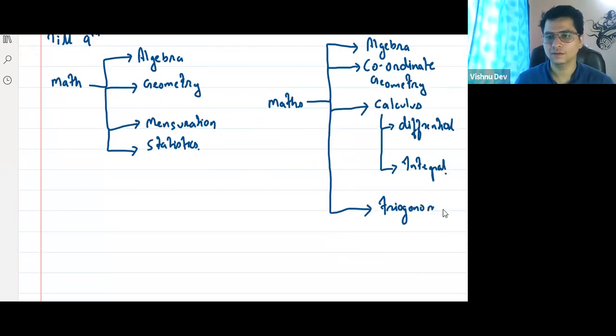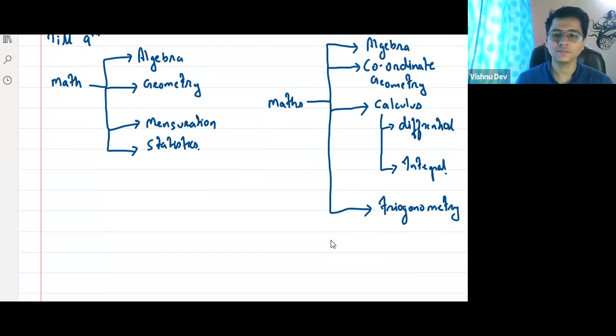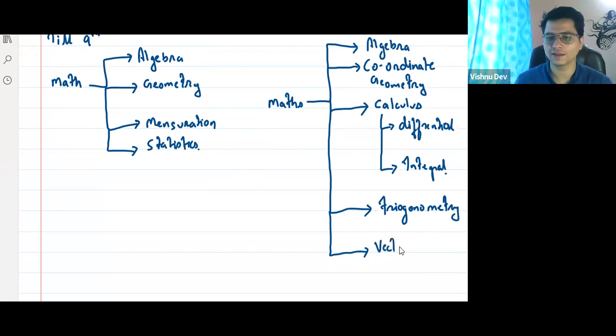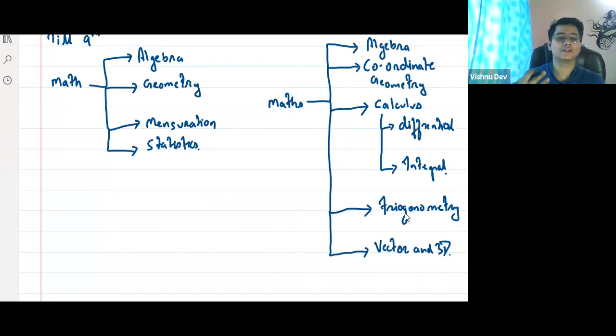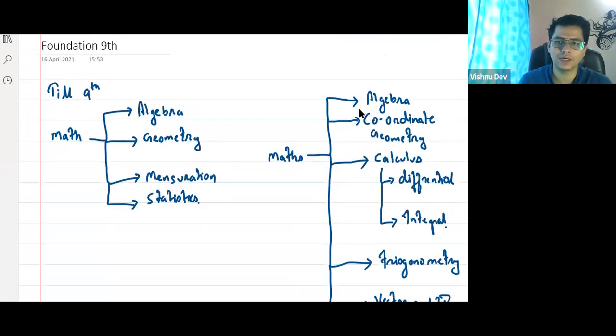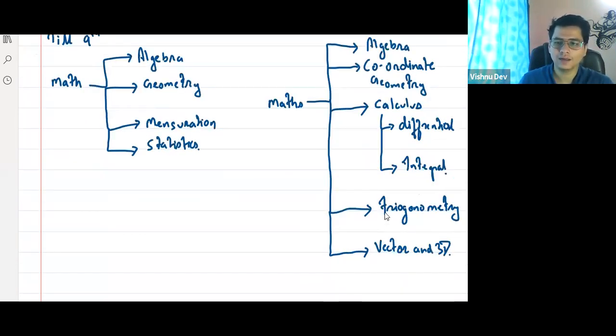Okay, and we have one more topic, which is vectors and 3D. These are the topics that are there in higher grades. We study so little till class 10, right? We just study a bit of algebra, and a bit of trigonometry, and then we study mensuration and statistics.